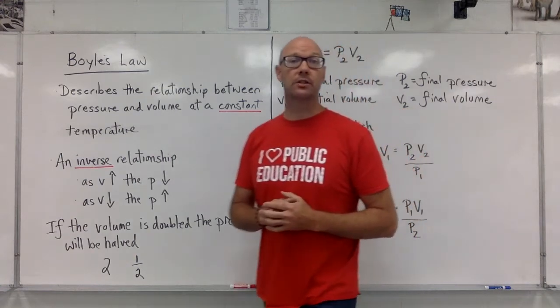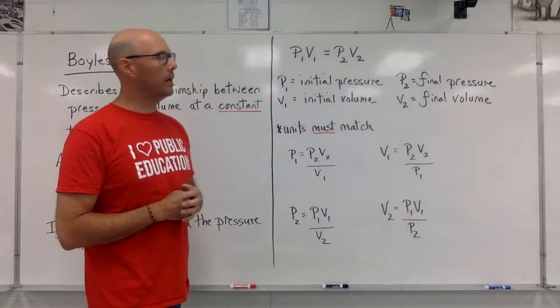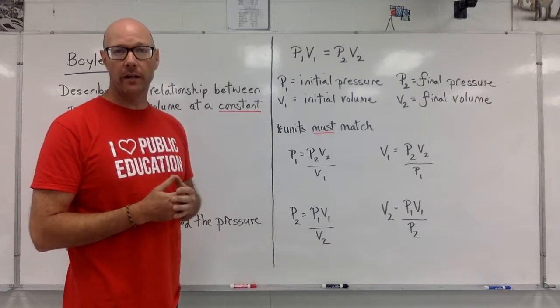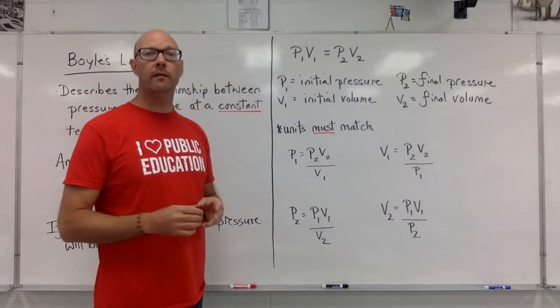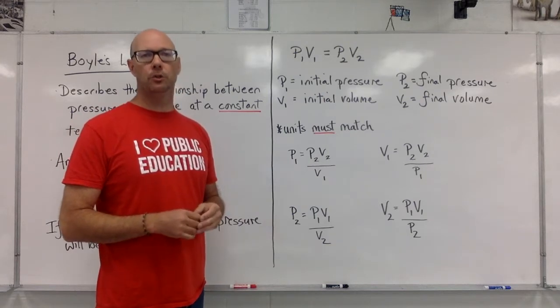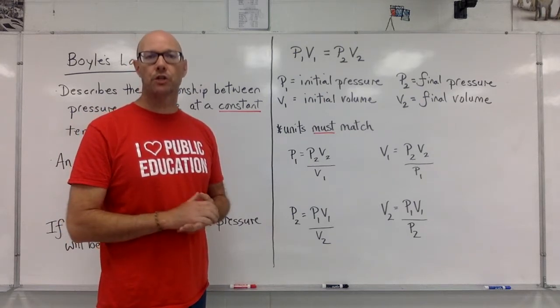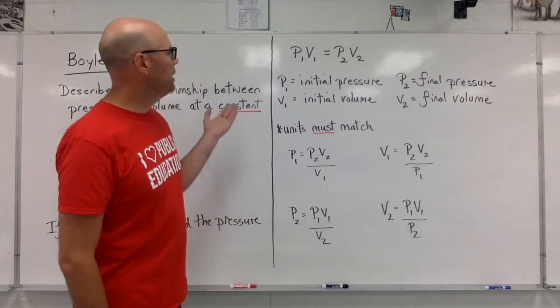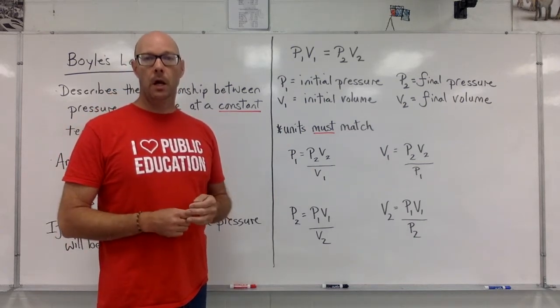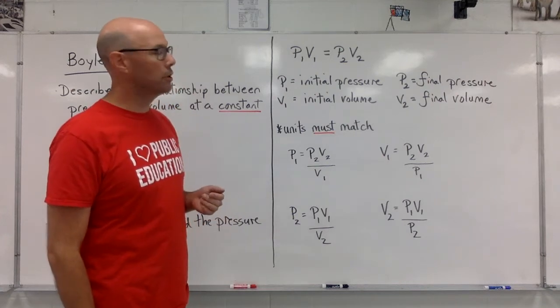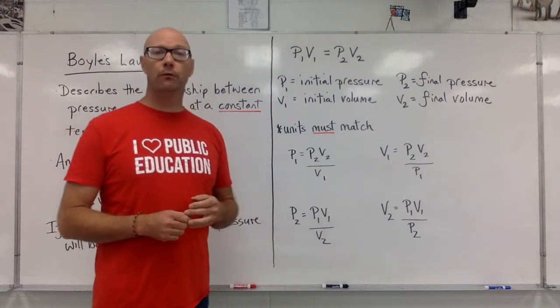In a formula, it looks like this. P1 multiplied by V1 equals P2 multiplied by V2. P1 V1 equals P2 V2. That's the mathematical expression of Boyle's law. P1 is the initial pressure, V1 is the initial volume. P2 is the final pressure, and V2 the final volume.